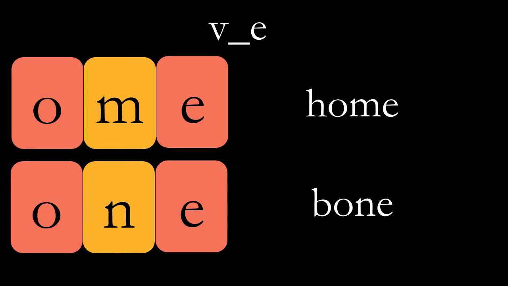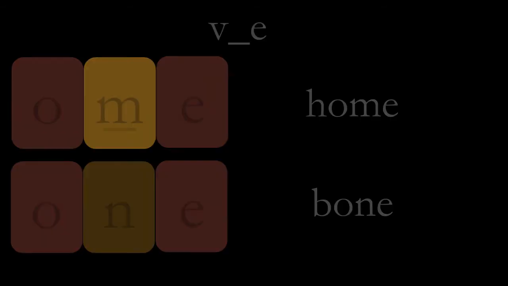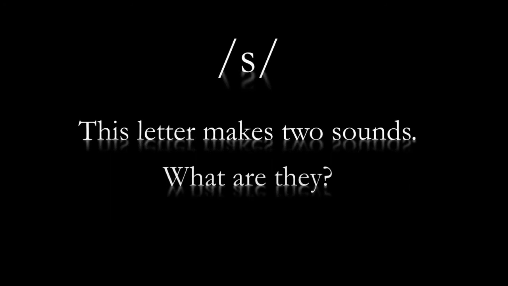So if you watched the last video, you'll remember that I showed you lots of slides that look like this. A vowel and then a consonant. That's the V and the underscore. And then, of course, that busy E. And we talked about how "om" became "ome" and "on" became "one." And we did a lot of these, but there was something we didn't do. We didn't talk about S.